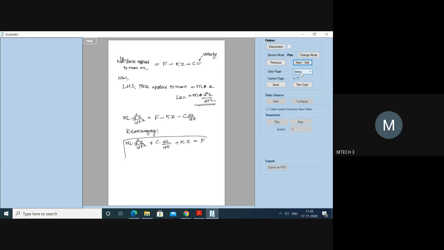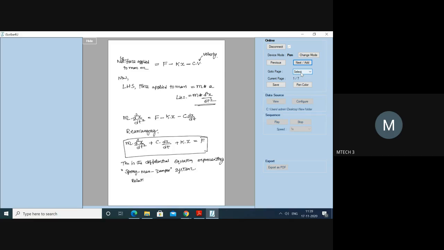Okay. So this is the equation which represents, okay, so this is the differential equation representing what? Spring, mass, damper system. Okay, are you understanding? Okay, so relationship is what?